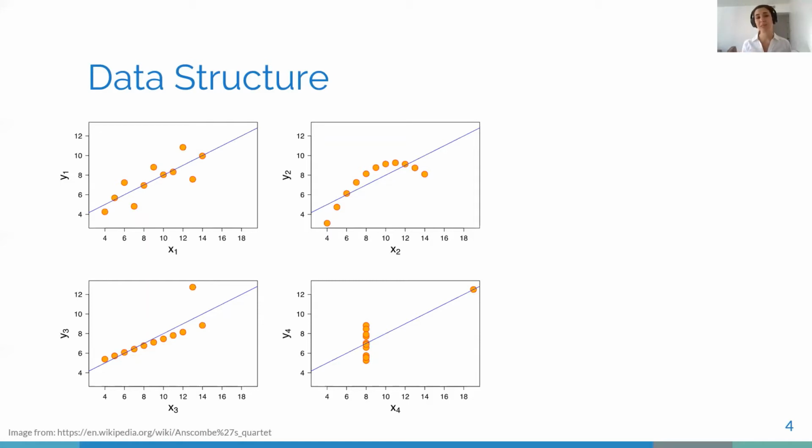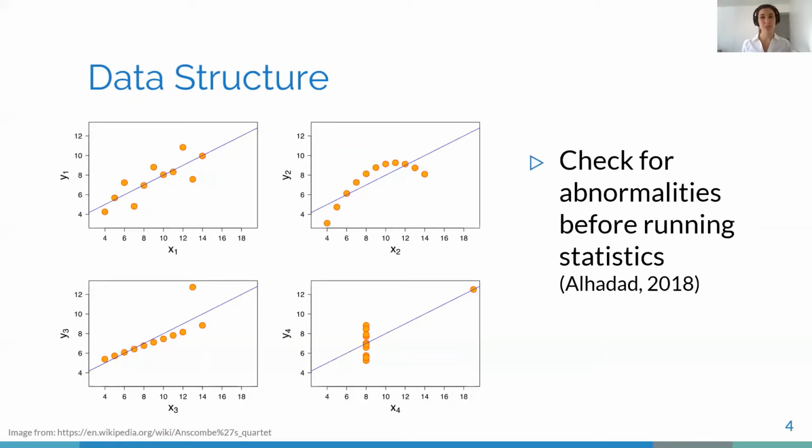So being able to visualize the data and actually look at the data changes your perception of the structure of your data. This allows us to check for abnormalities before running any statistics, such as checking if our data is normally distributed before running our t-test.